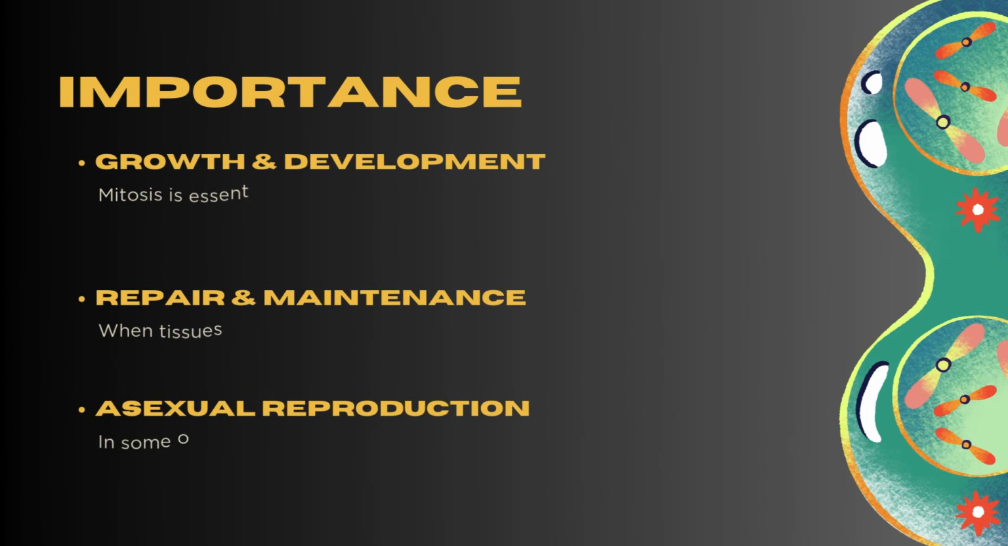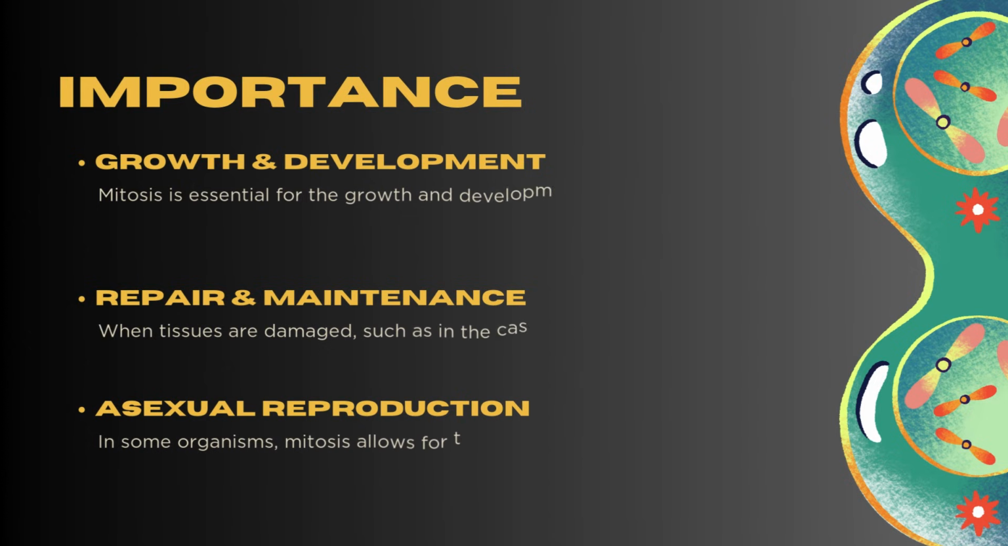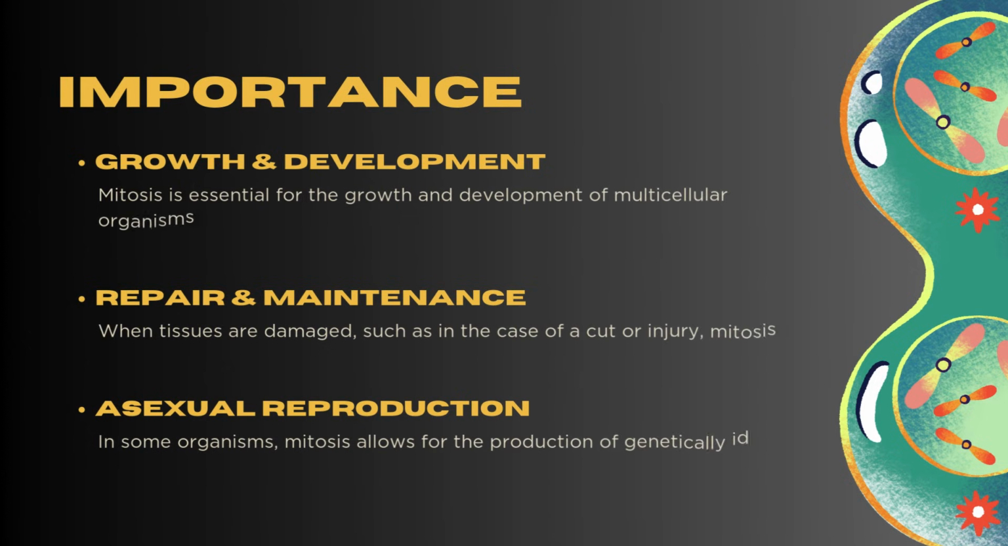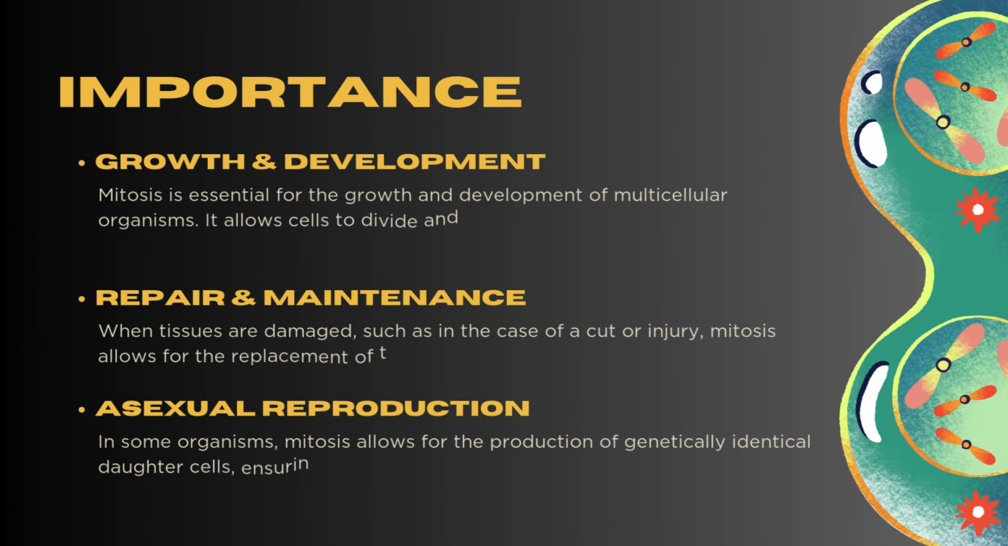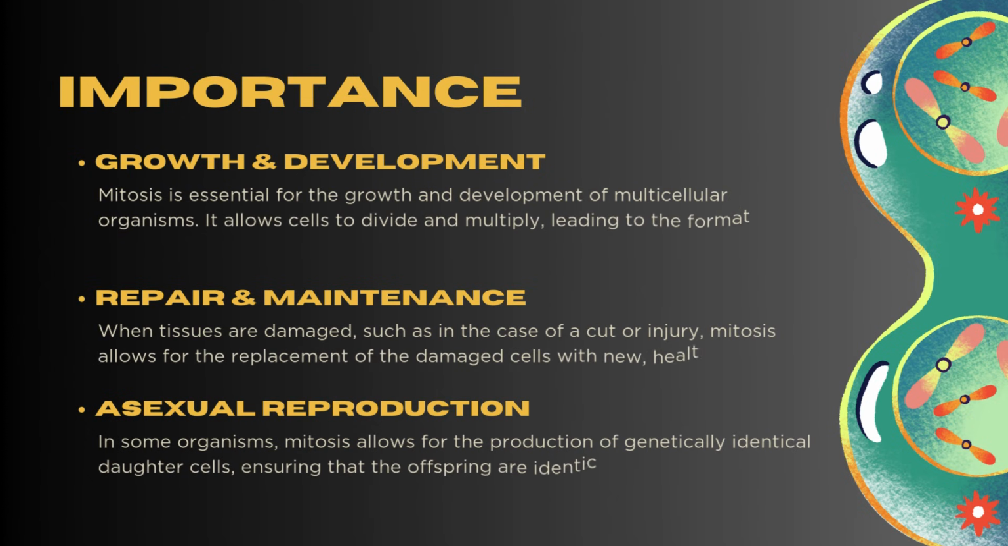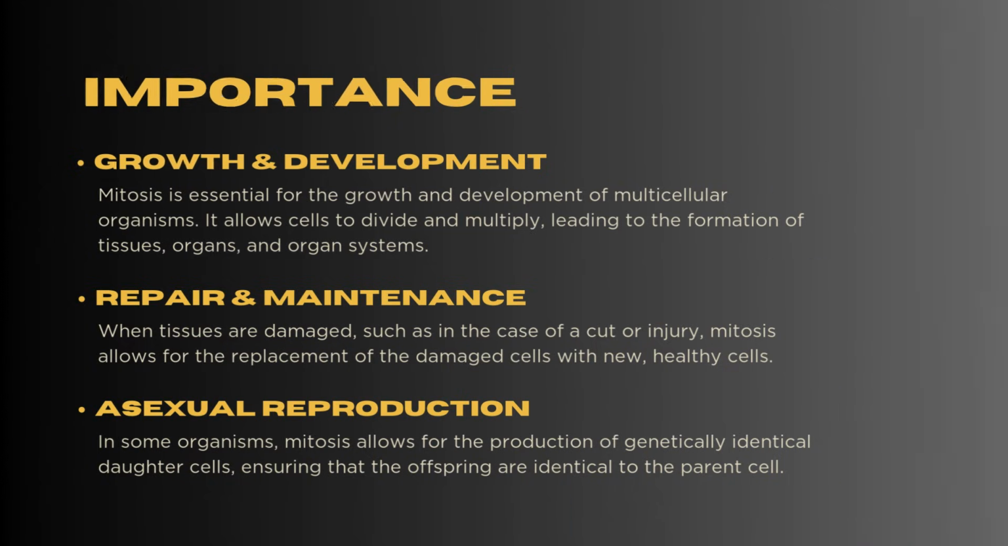Mitosis is important for three main reasons. Growth and development: as we grow from babies to adults, our cells divide to form tissues, organs, and systems. Repair and maintenance: when you get a cut, mitosis helps produce new skin cells to heal the wound. Asexual reproduction: some organisms, like bacteria and certain plants, reproduce by mitosis. This means they create offspring that are exact copies of themselves.